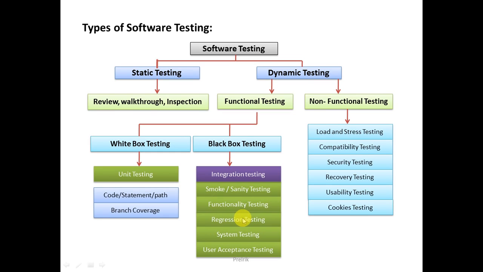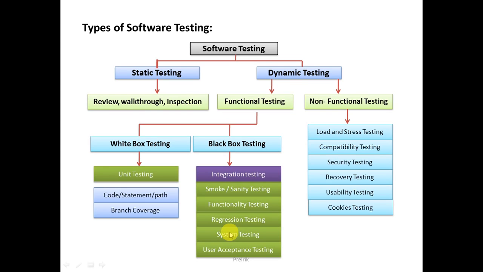Suppose any further release comes, like build 3, and in build 3 you will see that requirements 1 to 12 are already existing and requirements 13 and 14 are newly implemented. So in that case requirements 13 and 14 will be tested under functionality testing, and requirements 1 to 12 will be covered as part of regression testing, because requirements 1 to 12 are already existing.